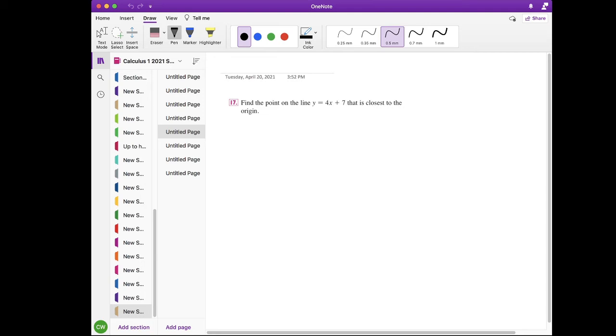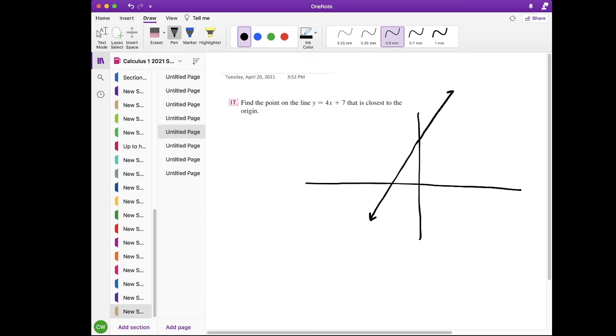Okay, so let's kind of draw a picture just to see what's going on. By the way, if you ever take matrix algebra, which I teach, there's an easier way to do this without calculus. So if you ever have to take matrix algebra, know that there is an easier way to approach this problem without calculus. But we're in calculus, so we're going to do it with calculus.